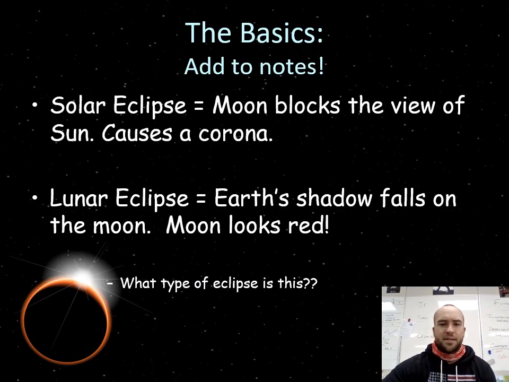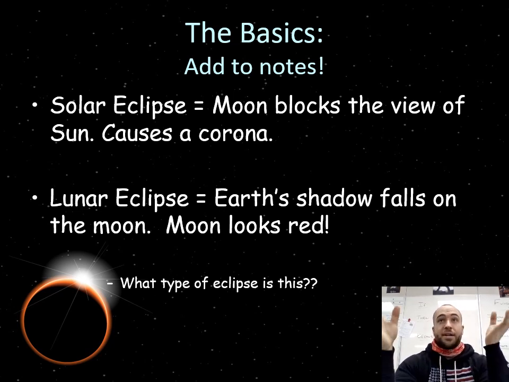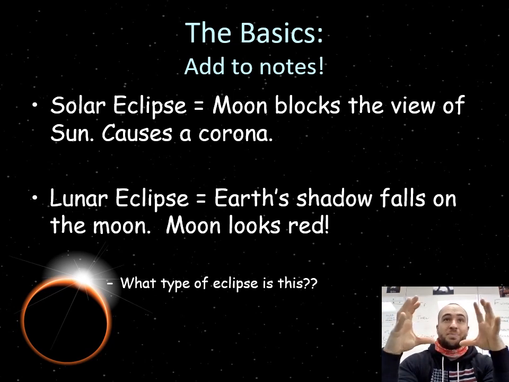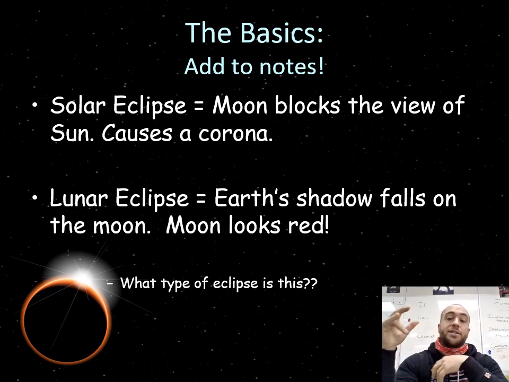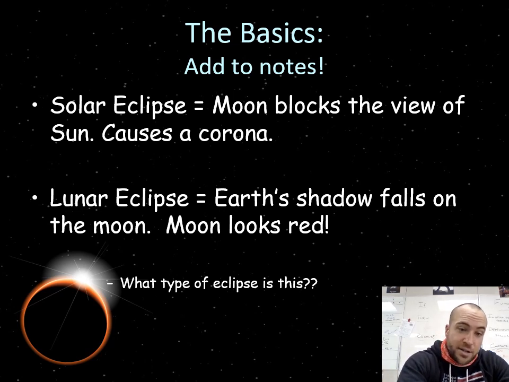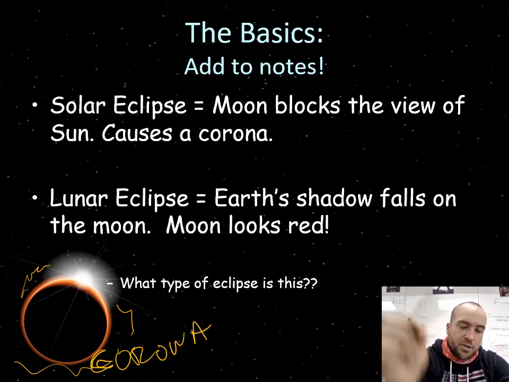And some basics. You can add this to your notes if you want to. But what I want you to know: if I'm looking at a solar eclipse, it means I'm looking at the sun. The moon is blocking it. If I'm looking at a lunar eclipse, I'm looking at the moon. It's a red moon. What type of eclipse is this? That's a solar eclipse. See how it looks like a ring, and then that little fuzzy stuff around it, that's called the corona. Spell it right.